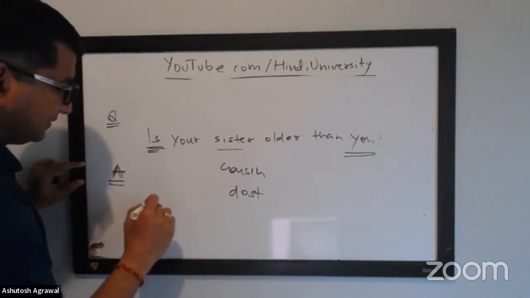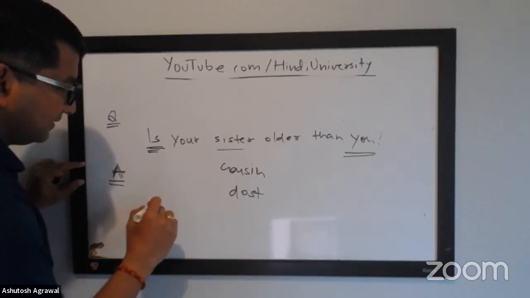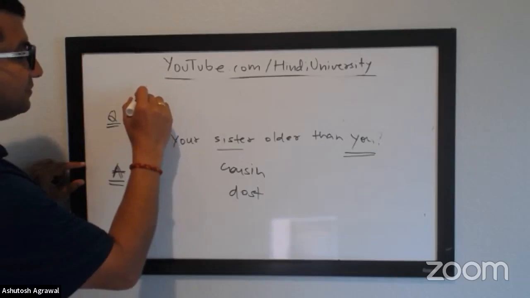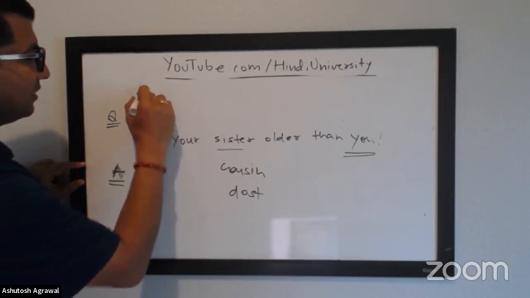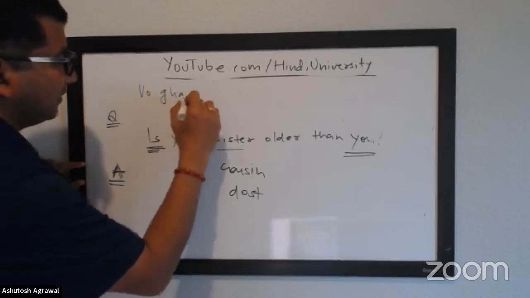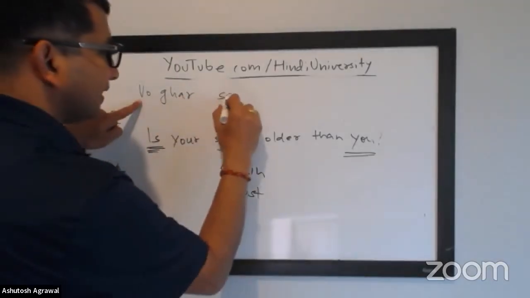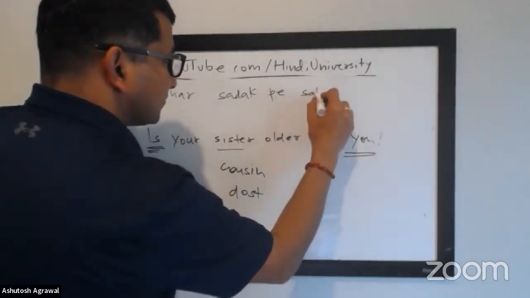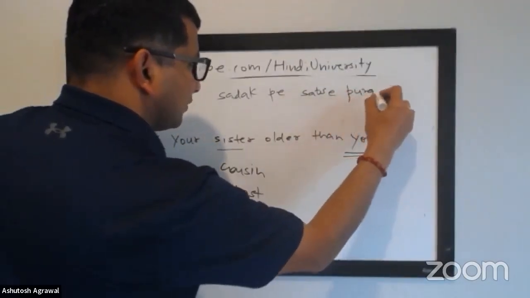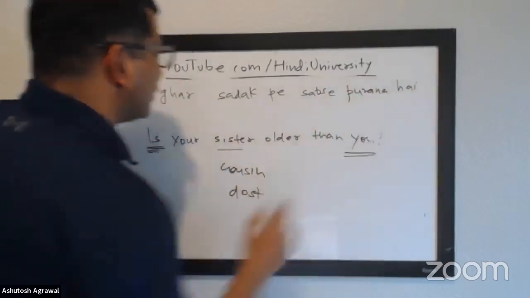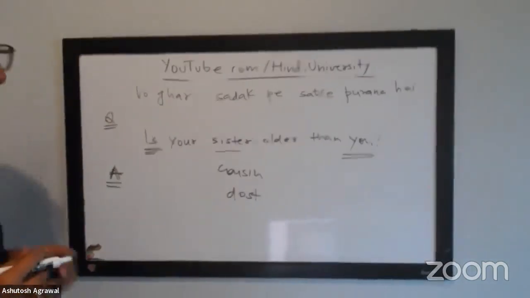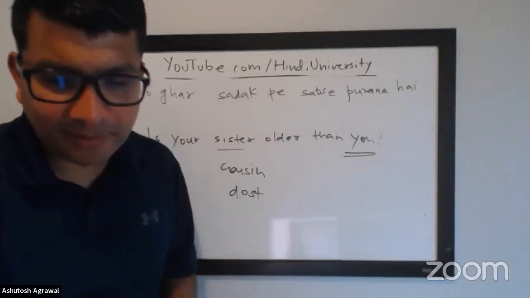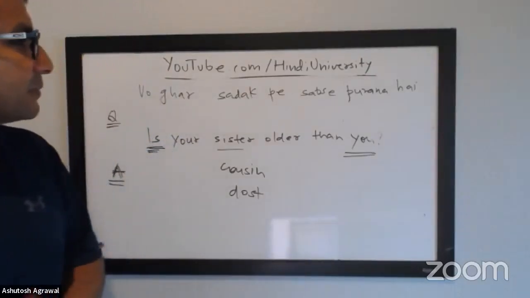वो घर सड़क पे सबसे पुराना है. Okay, so one more time. वो घर सड़क पे सबसे पुराना है. Okay, good. I'll take that. Good job. Because it explains that house is an example, like, वो घर सड़क पे सबसे पुराना है.